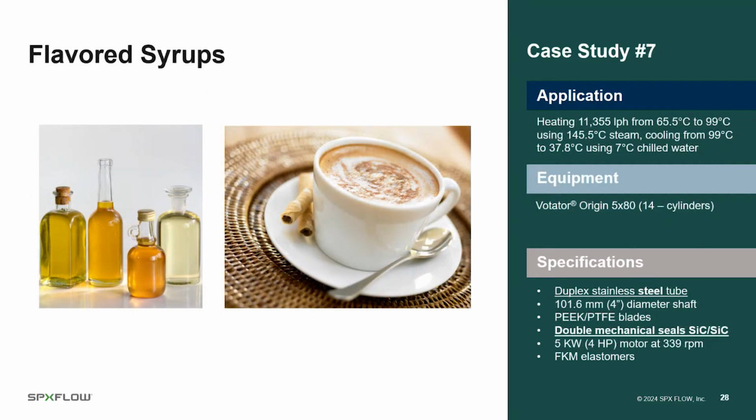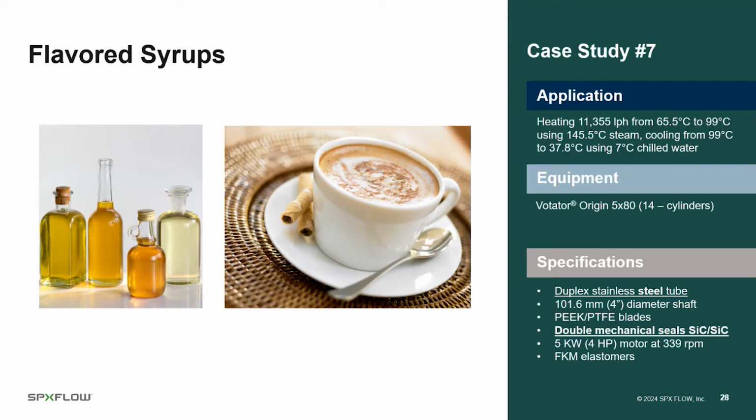Another one is flavored syrups. This was specifically an origin where we had about 14 cylinders and a lot of different flavors, and this was heating it from 65C to 99C, and this was using steam. And then in the secondary side of it, from 99C down to 37.8C with chilled water. This happened to be a duplex because of some of the syrup types. There were some concerns with the pH.